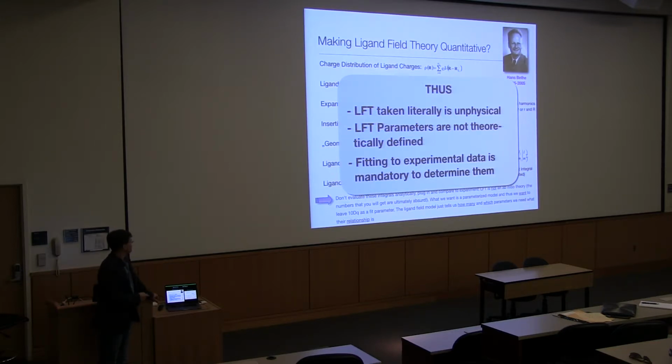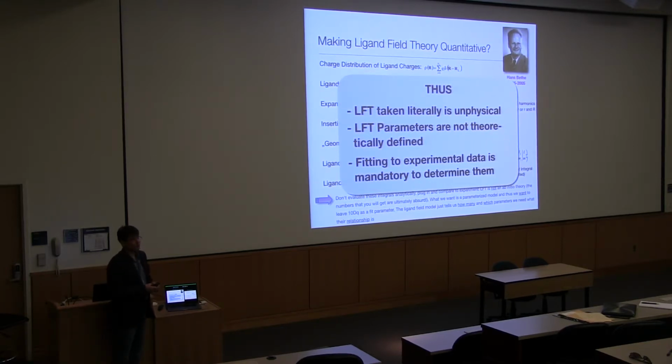That means ligand field theory taken literally is unphysical, and ligand field parameters are therefore not theoretically defined, right? So when I said 10Dq is the splitting between the T2g and the Eg set, that's great. But as such, there is no way to really calculate that from first principles because it arises from a model that is physically unrealistic. That means the only way to determine these 10Dq values is to fit them to experimental data. Today that's not true anymore.